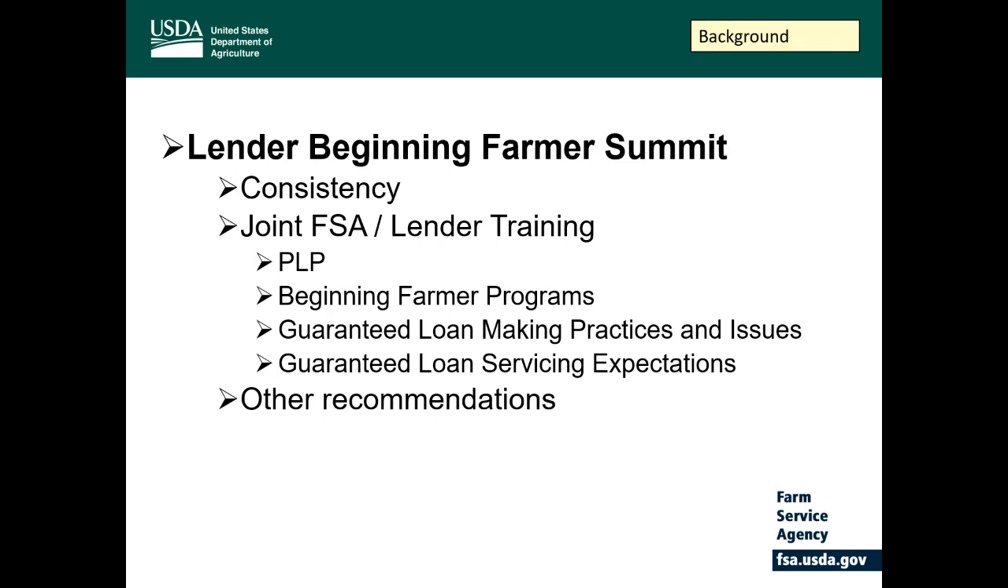As a result, a number of recommendations were put forward, and one of the overriding themes is consistency. Lenders are in a unique position regarding this. Producers typically work with one office, but lenders, depending on how much territory they cover, can work with multiple county offices within a state, or even multiple states. Inevitably, they're going to run into differences in approach, policies, practices, and customs from the different offices.